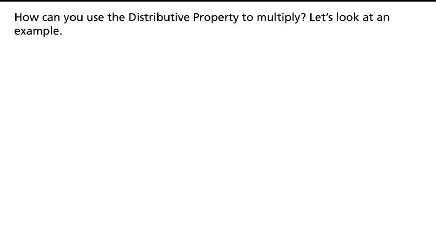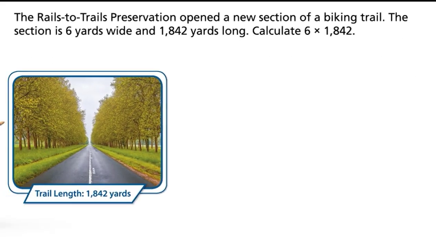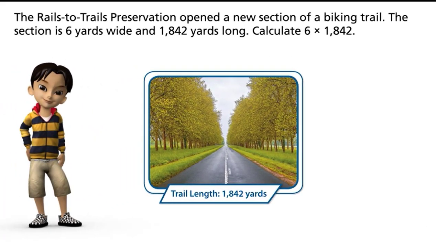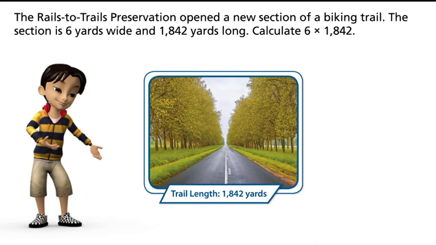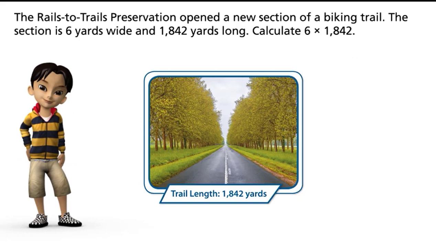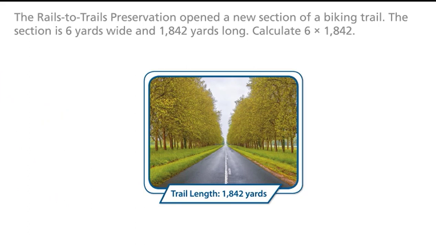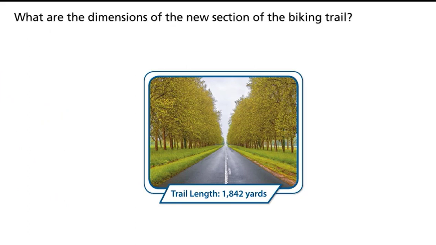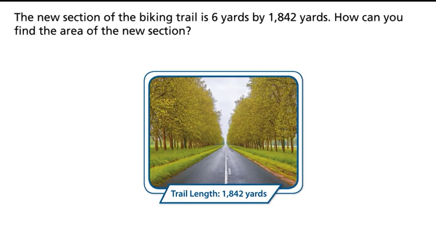How can you use the distributive property to multiply? Let's look at an example. The Rails to Trails Preservation opened a new section of a biking trail. The section is 6 yards wide and 1,842 yards long. Calculate 6 times 1,842. What are the dimensions of the new section of the biking trail? The new section of the biking trail is 6 yards by 1,842 yards.